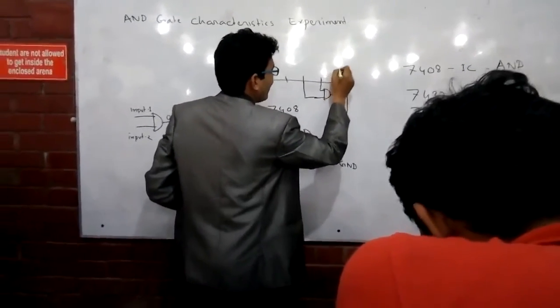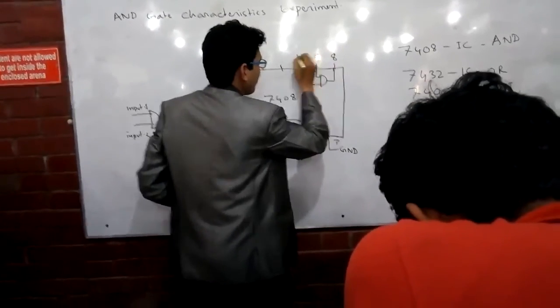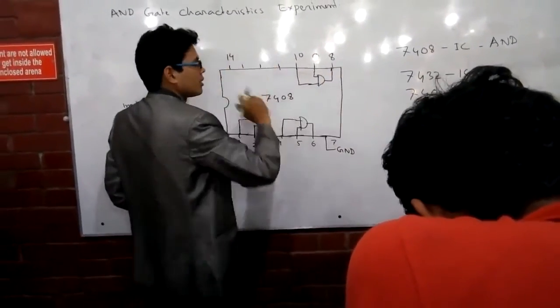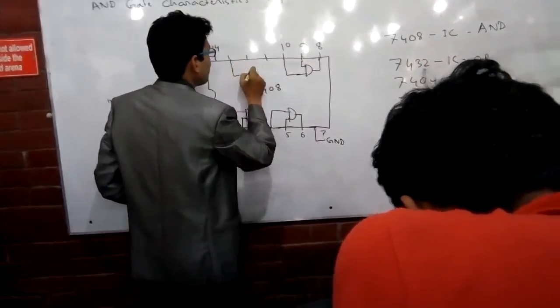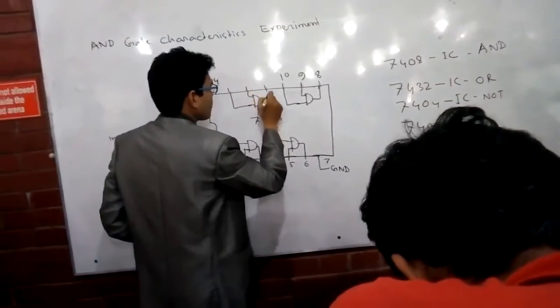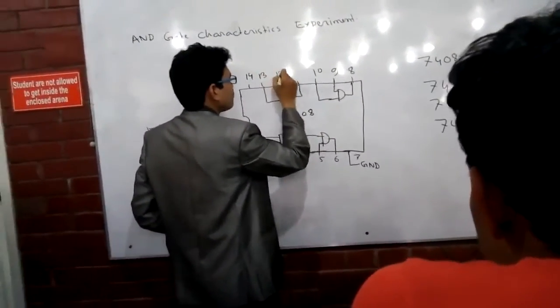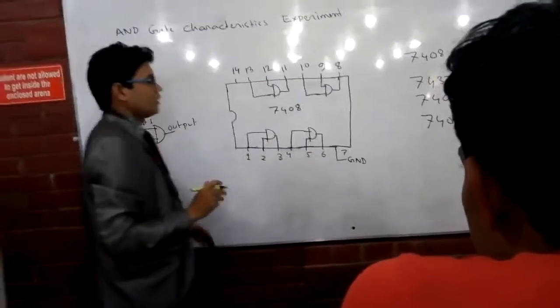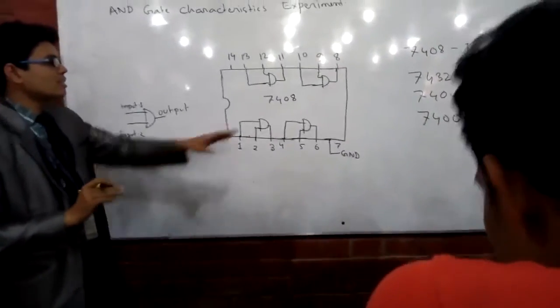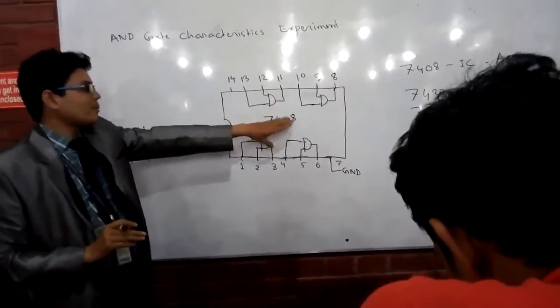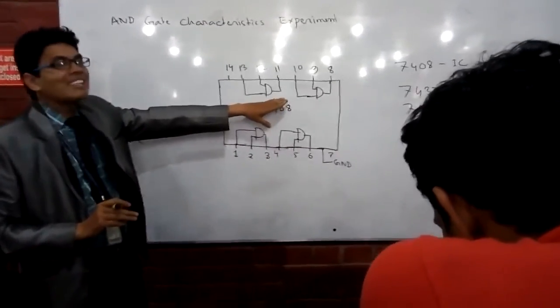Pin number 8, 9, 10. The number will be a sequence. Again, pin number 13 and 12 are inputs, and 11 is output. Now, for the AND gate, this is how the 7408 IC looks inside.